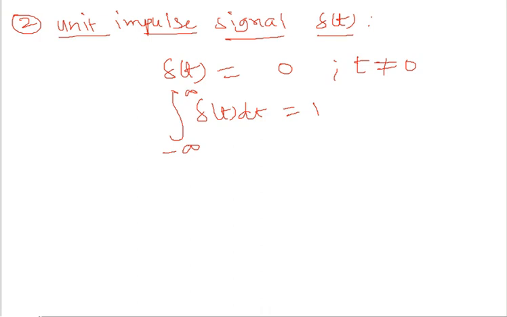So if we plot this signal, the unit impulse signal, we will get this signal. So this is the t axis, this is t equal to 0, and this signal is 0 everywhere except t equal to 0, and at t equal to 0 it is undefined actually. So it is not exactly defined at t equal to 0. So this is the unit impulse signal delta t.